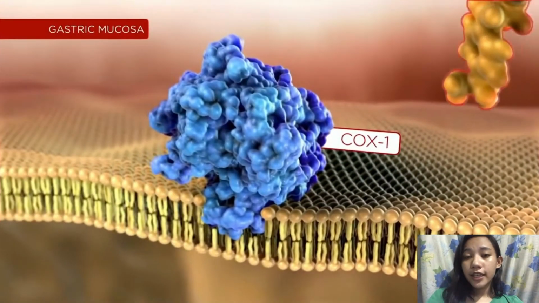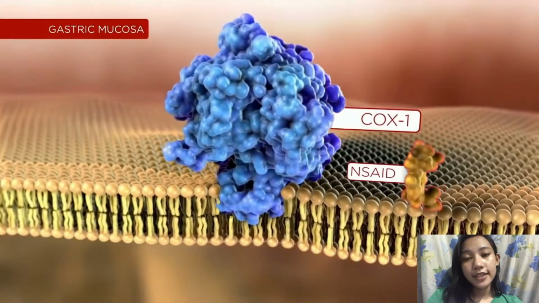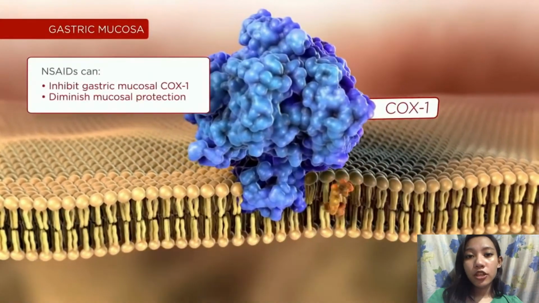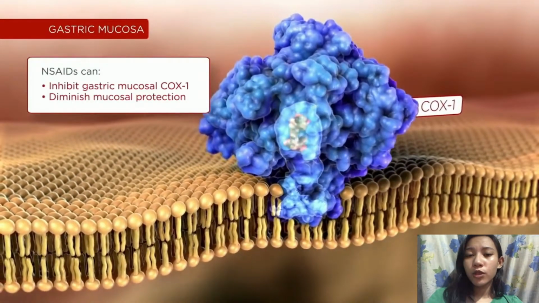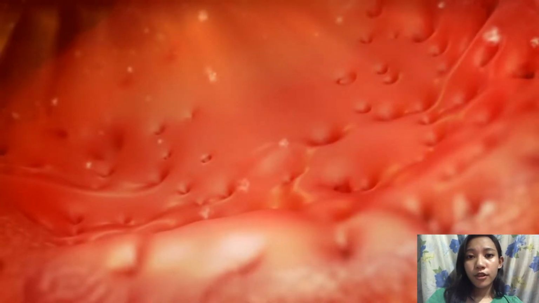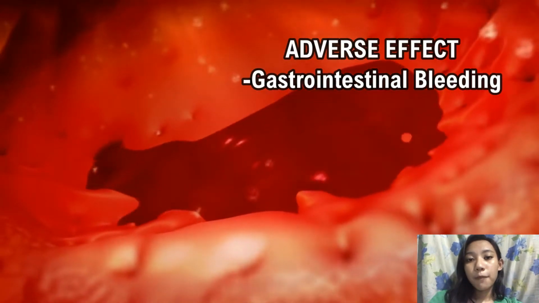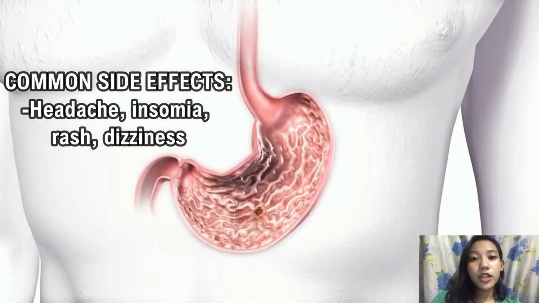And for the COX-1, the NSAID Naproxen inhibits the one responsible for protecting our stomach lining from stomach acid. Thus, it causes serious implications such as bleeding in the stomach because there is no one that will protect our gastrointestinal lining from any acids. Gastrointestinal complications are the most common adverse reactions for Naproxen. Common side effects are headache, insomnia, rash, and dizziness.